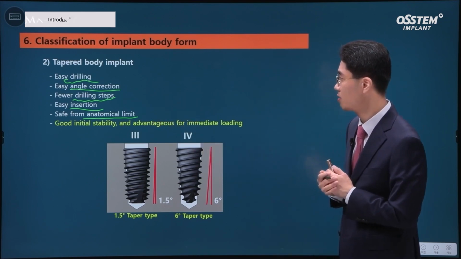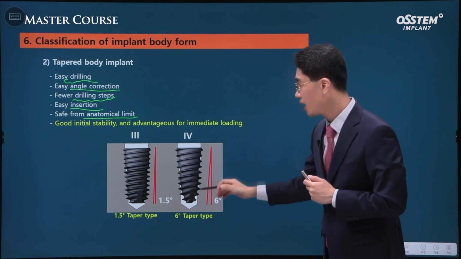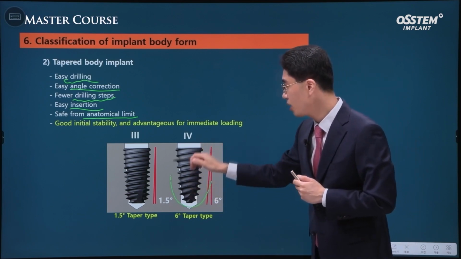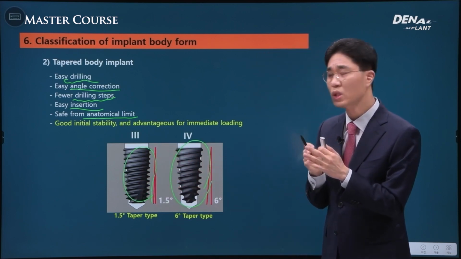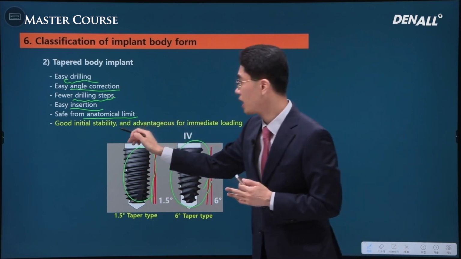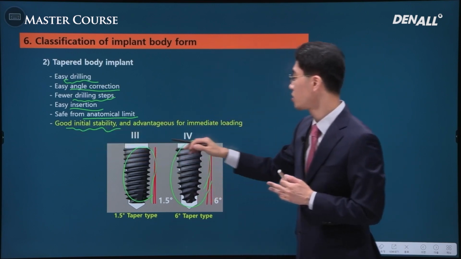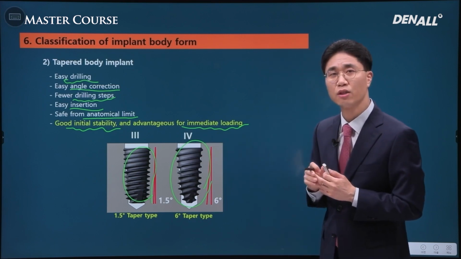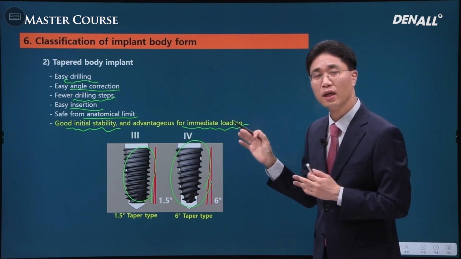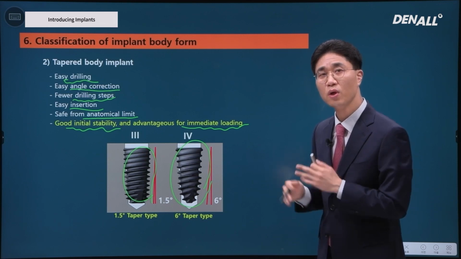As mentioned, in the case of tapered implants, it is very easy to insert, therefore it has good primary stability, and early loading or immediate loading can be done. It is more favorable compared with a straight body type.